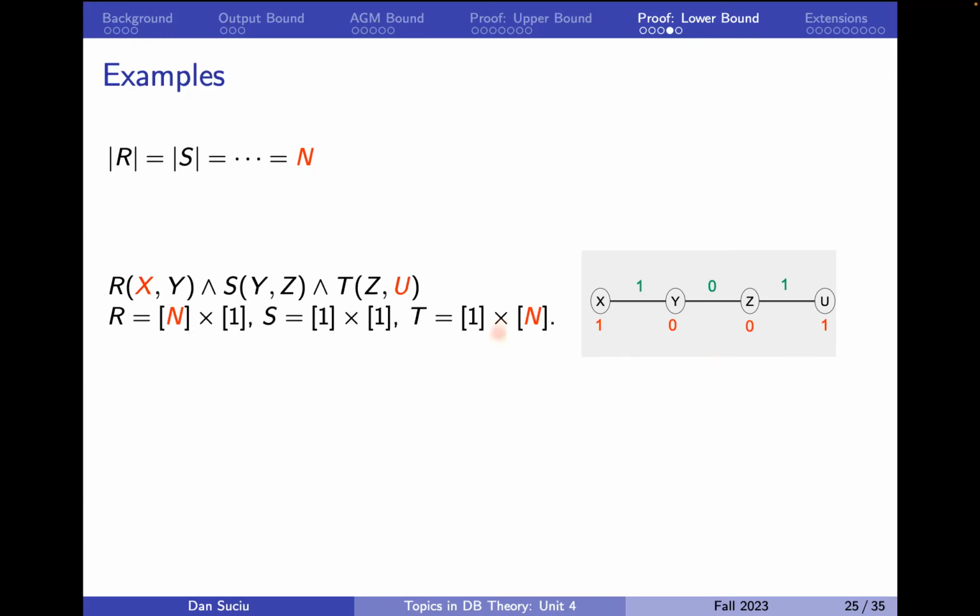And here it is. The relation R will be the product of n to the power 1 and n to the power 0. N to the power 0 is just 1. The relation S, well, S is kind of the stepchild here. It's getting 1 and 1. S is very small. And T is 1 times n.